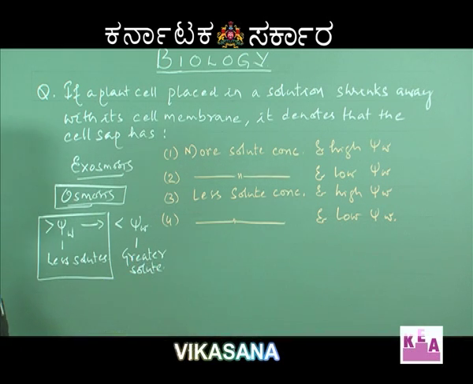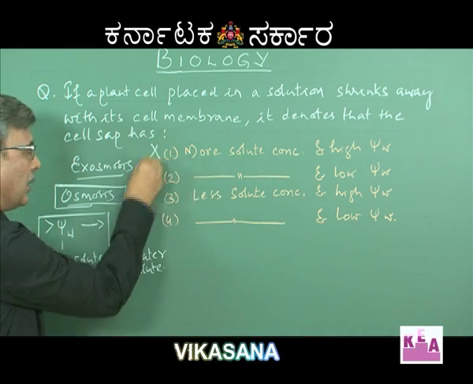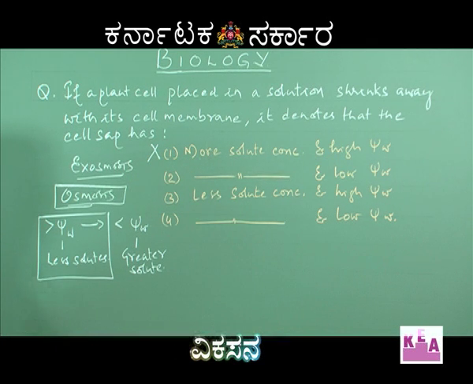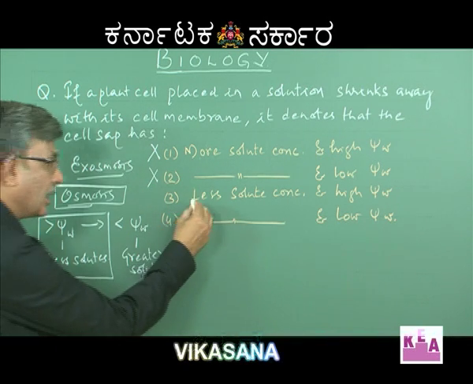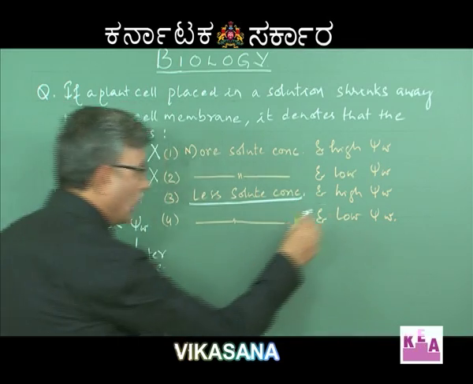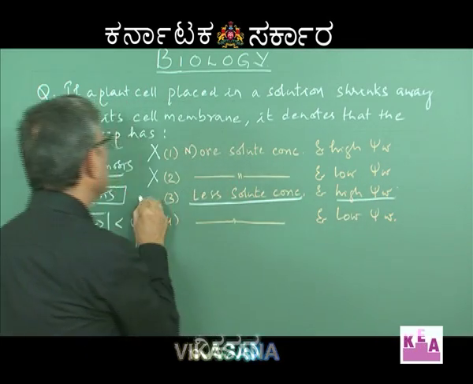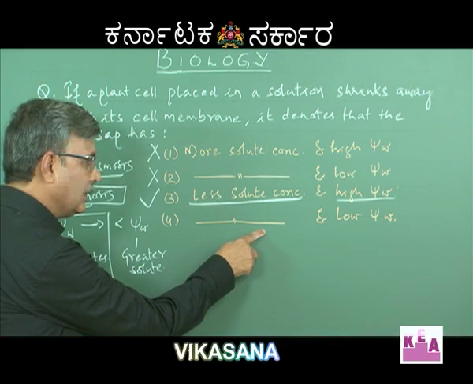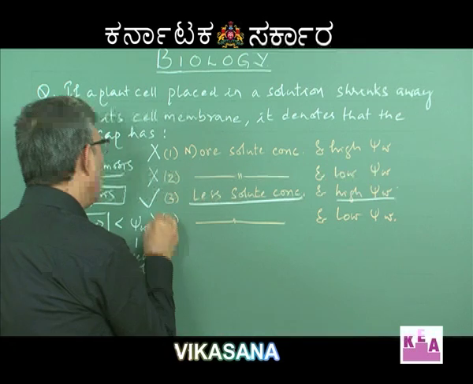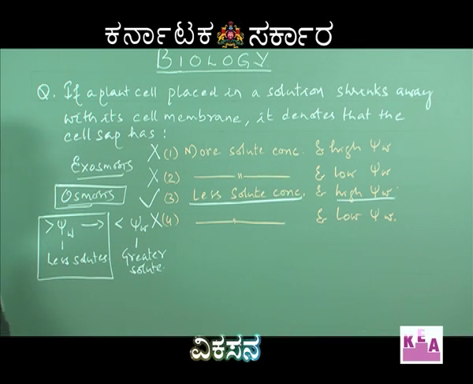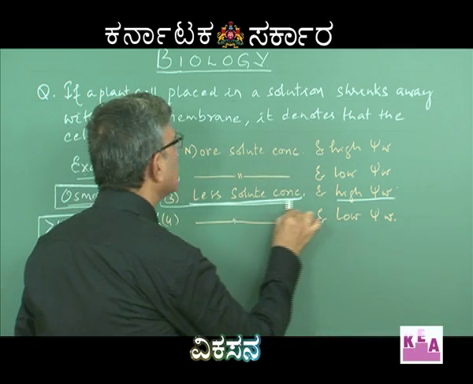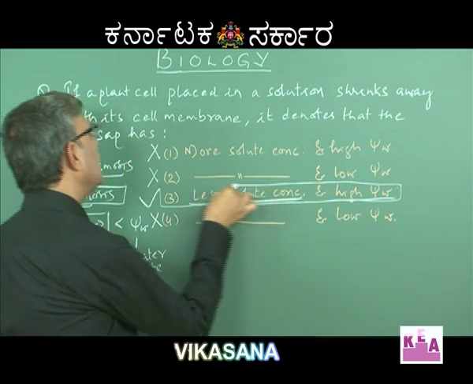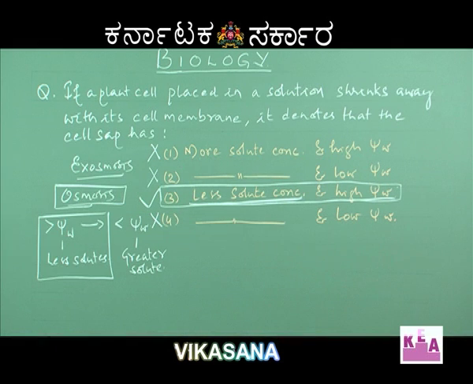Let us look into the options. More solute concentration, thereby it is not an answer. More solute concentration, again not an answer. Less solute concentration, yes. High water potential, yes. Thereby option 3 can be the right answer. Option 4, less solute concentration, correct. Low water potential, no. Thereby option 4 is wrong. So, dear friends, remember option 3 is the right answer for this question.